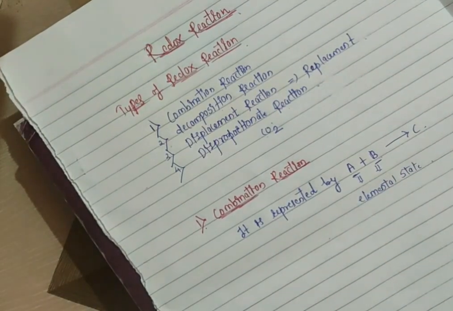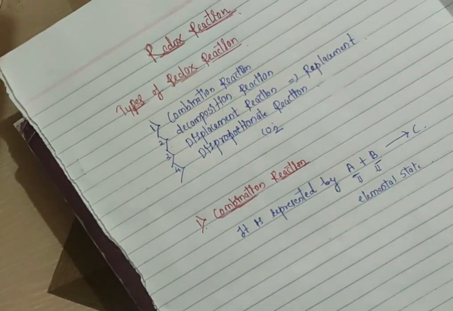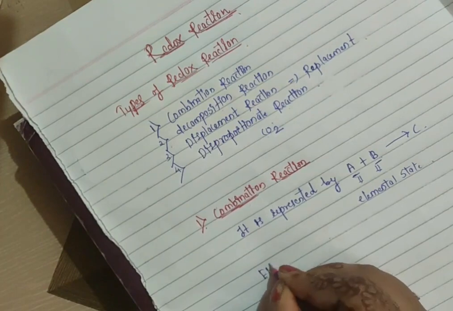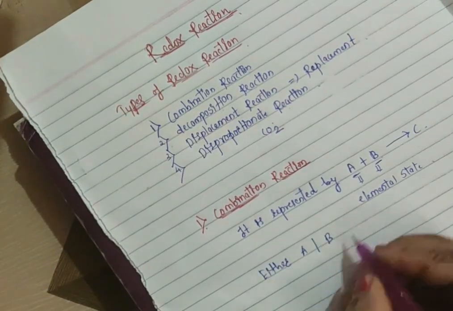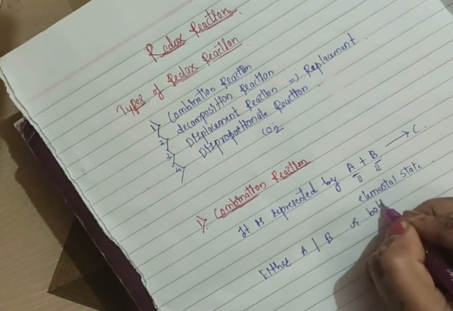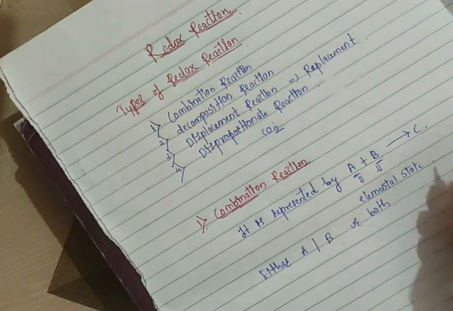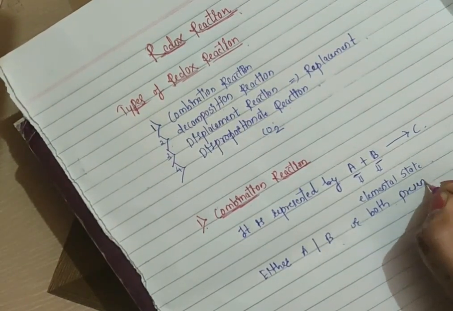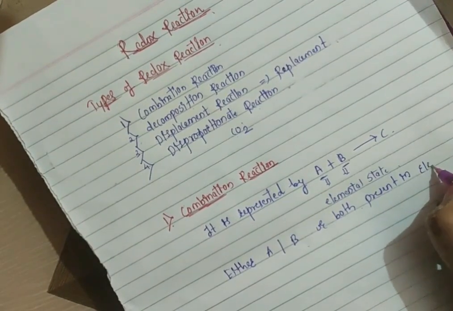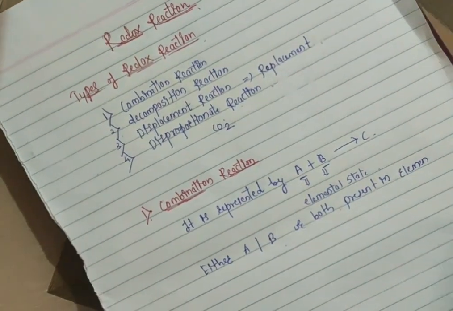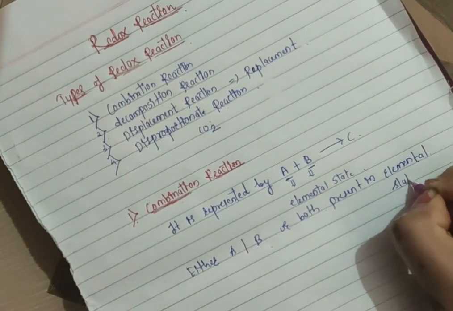Now what is the elemental state? Either A or B or both should be present in the elemental state. Both should be present in the elemental state. Now what is the elemental state?